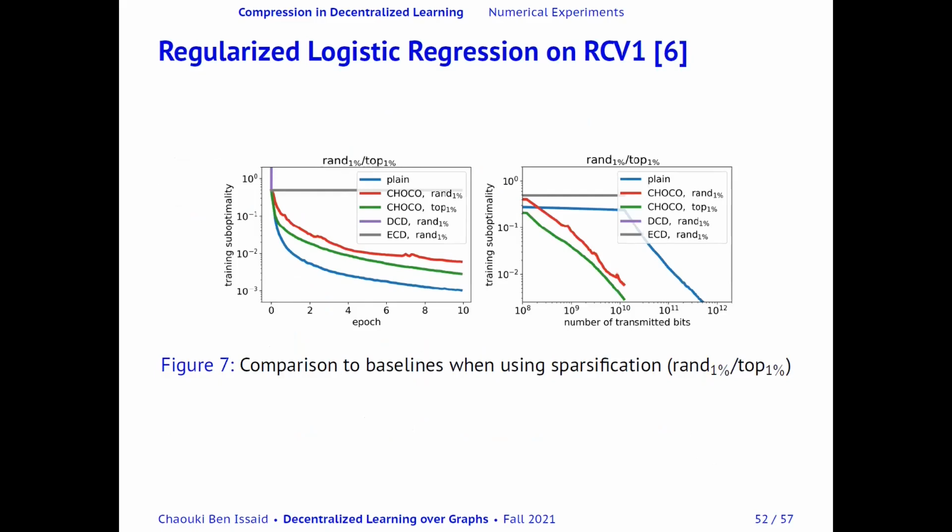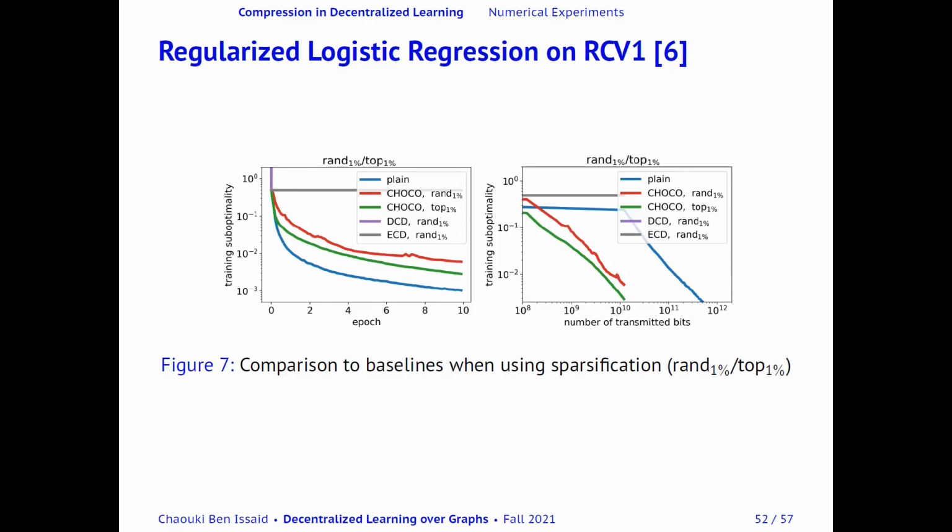Now we discuss the performance of SPARQ-SGD for three decentralized learning problems. The first one is the regularized logistic regression on the dataset RCV1. More details on the experiments can be found in the reference papers. In figure 7, the evolution of the training suboptimality is plotted in terms of the number of epochs in the left subplot, and in terms of the number of transmitted bits in the right one.